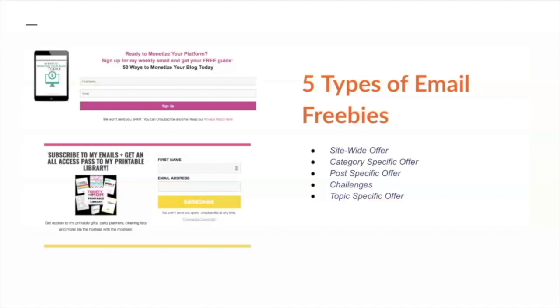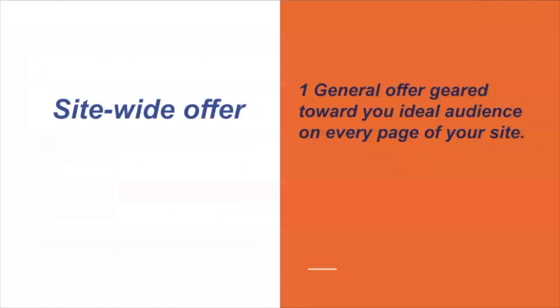Okay, let's talk about the 5 types of email freebies. There's obviously way more than this, but for the purposes of what we're going to be learning today, I'm just going to cover these 5 main types. So you can have a site-wide offer, a category-specific offer, a post-specific offer, challenges, or topic-specific offers. And so I'm going to break each of these down really quick. A site-wide offer is one general offer geared towards your ideal audience on every single page of your website.